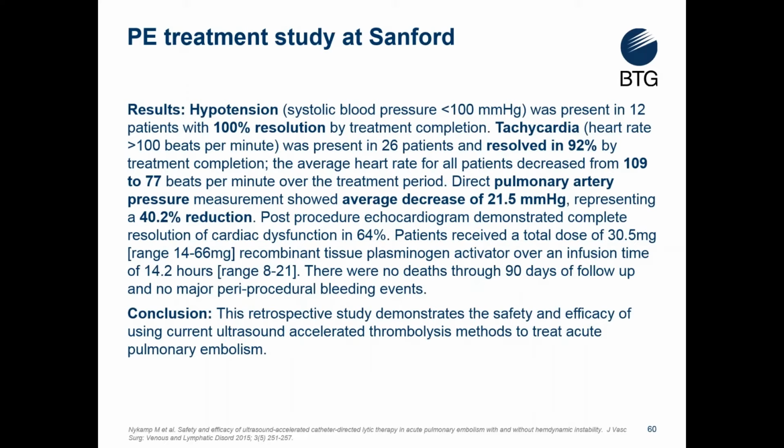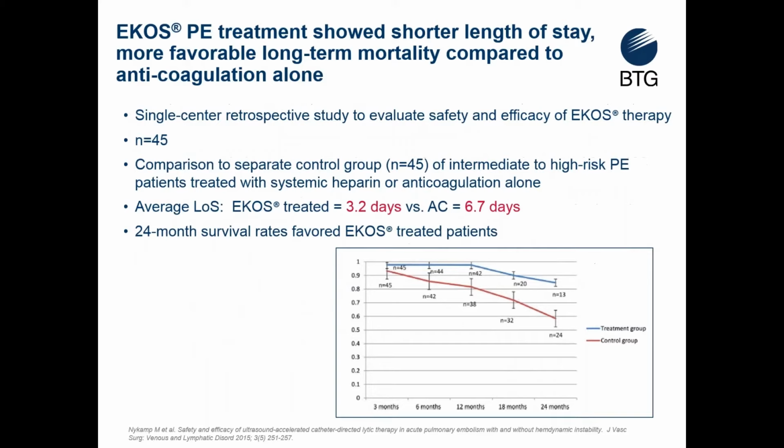And then we also found we didn't have increased bleeding complications from that, but we could decrease our overall dosage of TPA by going straight with the catheters with no bolus, and we had the same results clinically. So we had no deaths through 90 days and no major bleeding events. So that really demonstrated the efficacy.